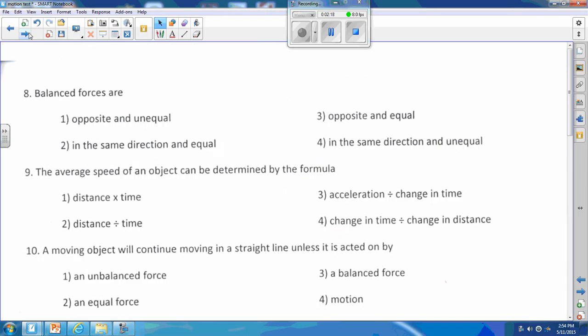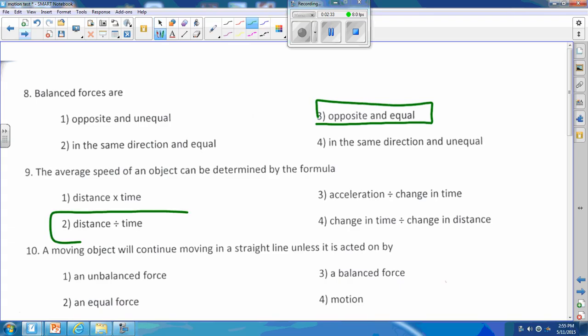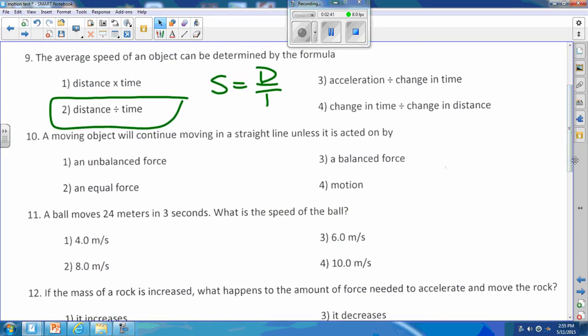Question number 8, balanced forces. All forces must be equal and opposite. So they have to be in opposite directions, and they should be equal. Average speed of an object can be determined by the formula, distance divided by time. So speed equals distance divided by time. An object will continue to move in a straight line unless acted on by an unbalanced force. Object in motion stays in motion unless acted on by an unbalanced force. This is Newton's first law of motion.